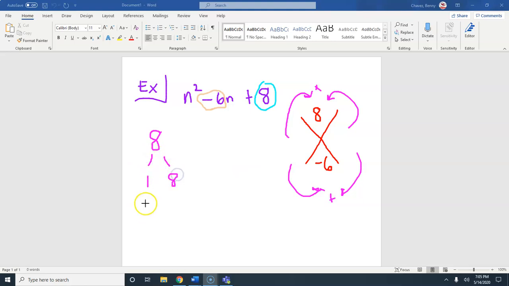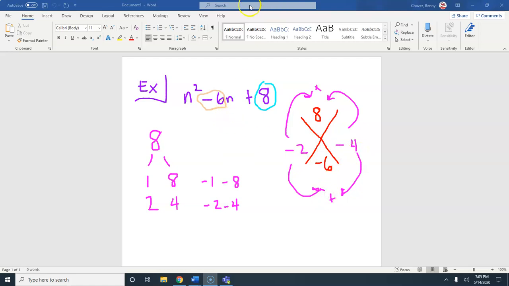You have 1 and 8, you have 2 and 4. That's not the only ones, because none of these add to negative 6. You also have to consider negative 1 and negative 8, and negative 2 and negative 4, because a negative times a negative is a positive number. In this case, negative 2 and negative 4 work, because negative 2 times negative 4 is positive 8, and negative 2 plus negative 4 is negative 6.